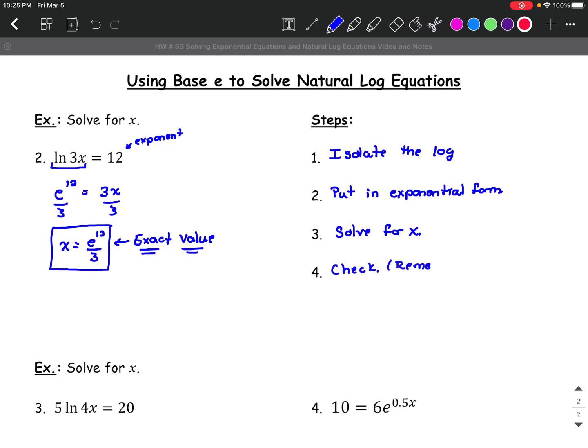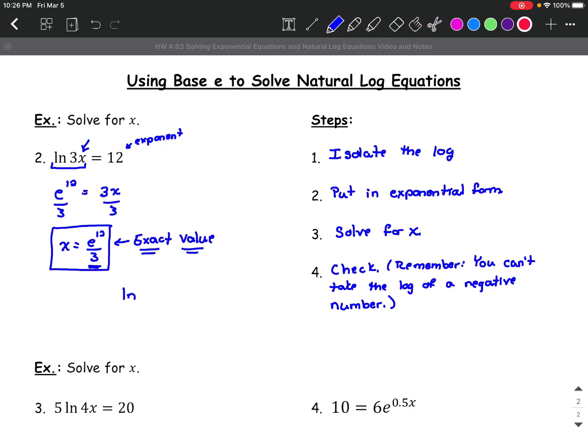I want you to remember something about logs. Remember the domain? The domain on a log function is whatever you're taking the log of has to be greater than 0. So you need to check and make sure that you're not taking the log of a negative number, okay? You can't take the log of a negative. Now that doesn't mean that your x can't be negative. It means that when you take this answer and plug it back in here, that can't be negative.